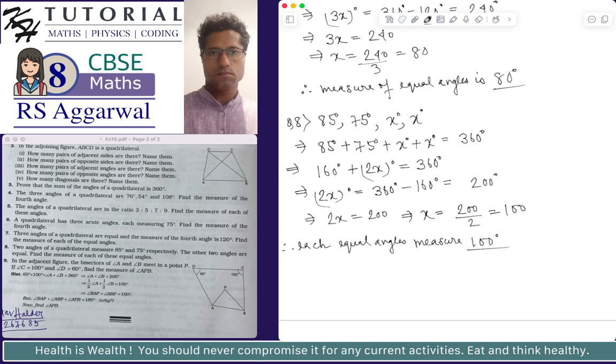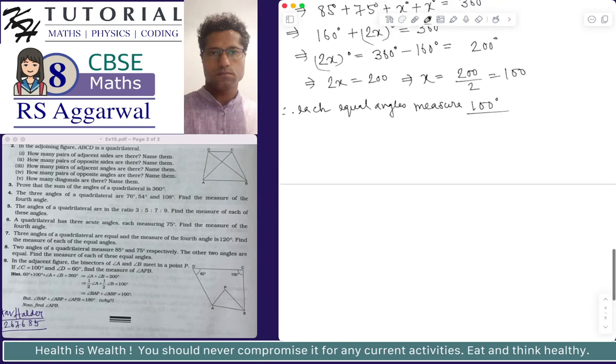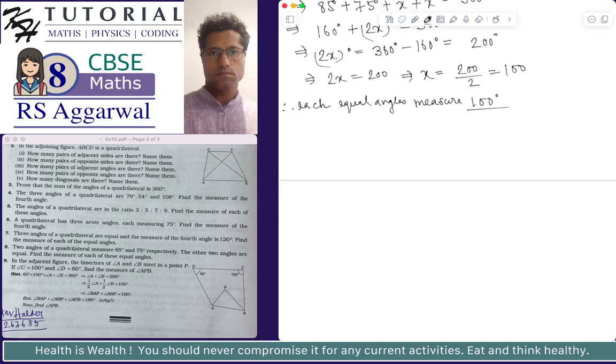Okay, let's do the final question, that is question number 9. In the adjacent figure, a figure is given. Okay, let's first draw the figure.